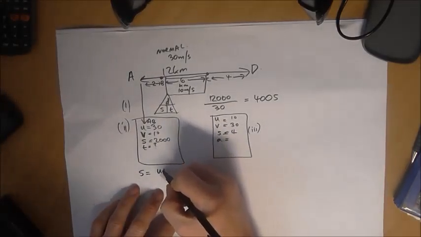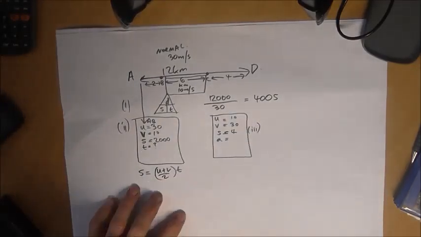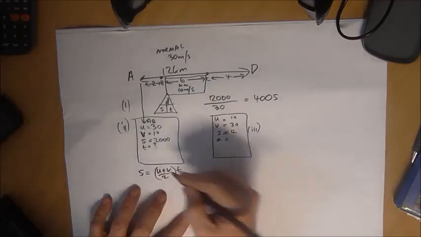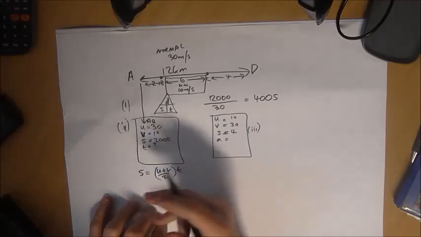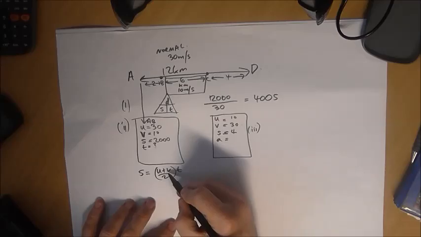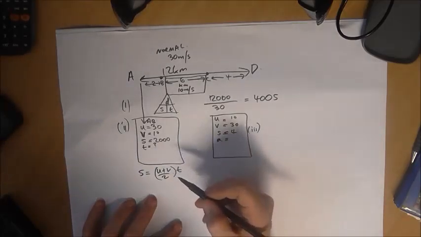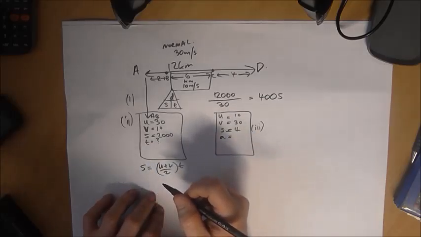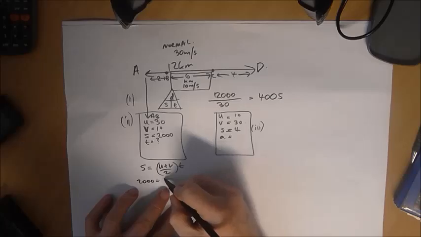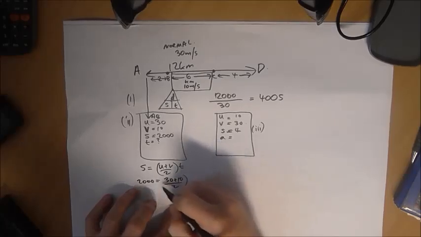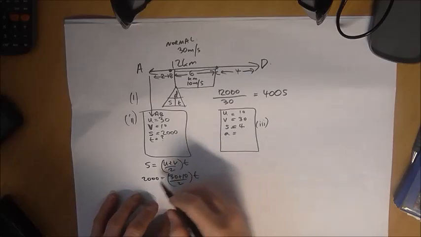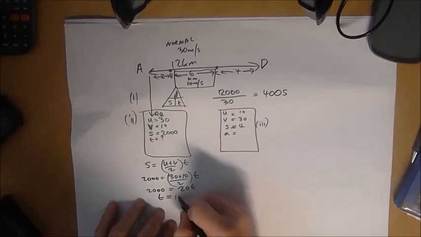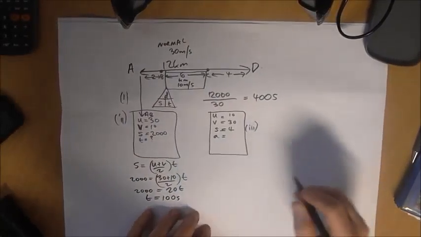S equals U plus V over 2 times T. That's a fancy version of the distance speed time triangle, because that's your average speed there. The only reason why that's the average speed, by the way, is because the acceleration is constant, but we knew that anyway because it was a SUVAT situation. So therefore 2000 equals 30 plus 10 over 2 times t. So 2000 equals 20t, so t equals 100. So that's Roman numeral part 2, that's seconds.